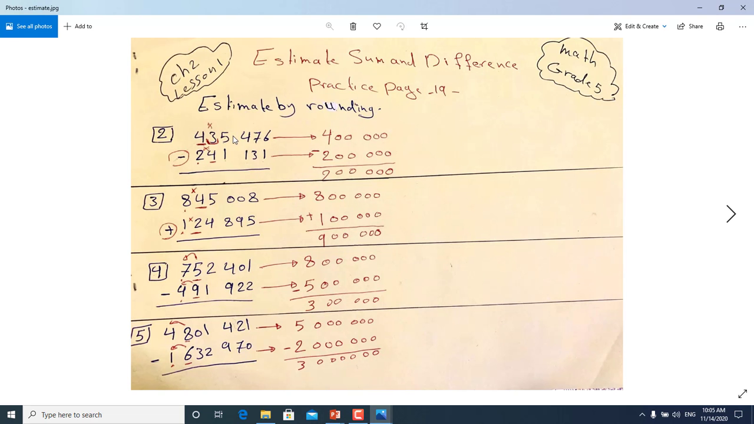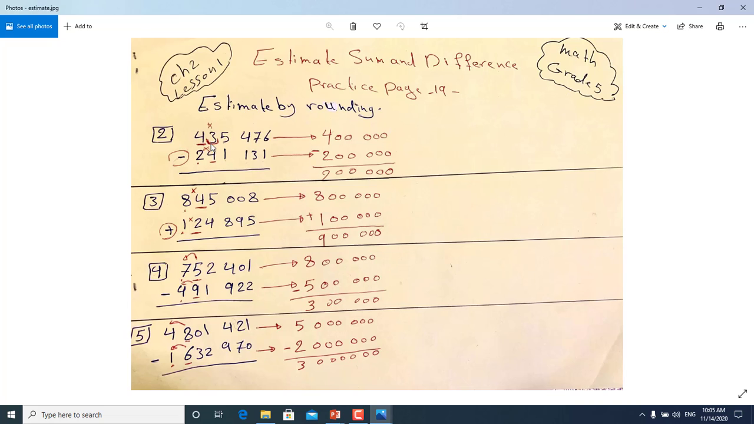Practice page 90, it's about estimate, sum, and difference. We will solve 2 to 5. From number 2, we have 435,496 minus 241,131. So we round the first digit.